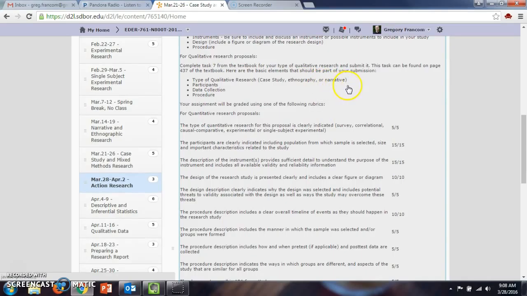Action research is sort of its own type of research. So type of research: case study, ethnography, or narrative. Who are your participants? And give me a specific group. Don't just say it's this group of Native Americans on this reservation. No, I need more specifics than that.